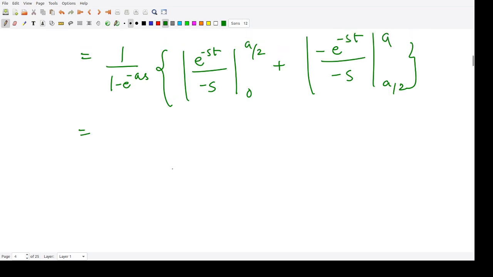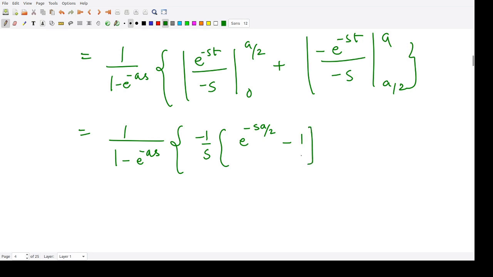So now you could just substitute the limits of integration. What do you have finally? It would be 1 divided by 1 minus e to the power minus as, and then minus 1 by s outside because this is constant. So it would be e to the power minus s into a by 2, and when you substitute 0 here, it would be e to the power 0, so that would be 1. And then for the second limits, we have 1 by s common, so it would be e to the power minus sa minus e to the power minus sa by 2. So this is the result.